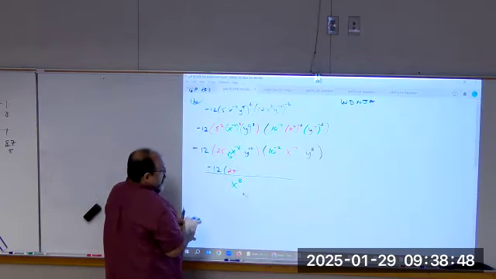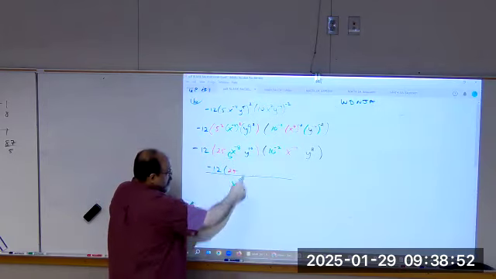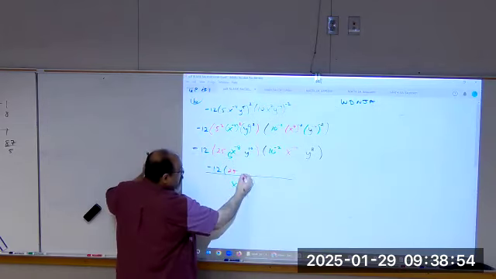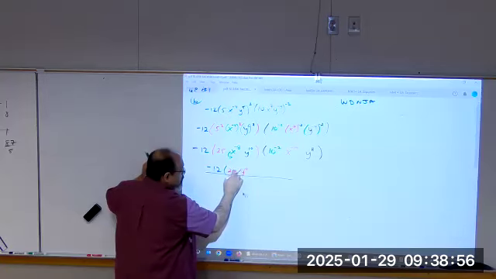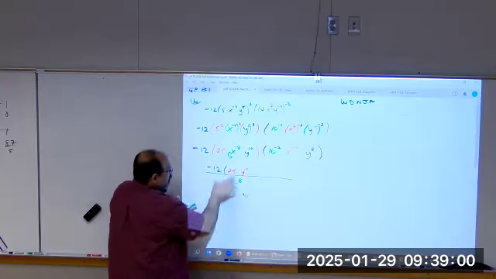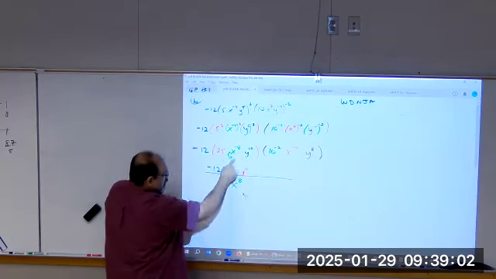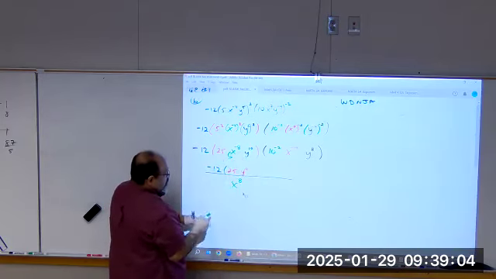What about y to the 10th? Does it flip? No, it stays up. It's a +10. So in this parentheses, the only thing that flipped down was that x to the -8.